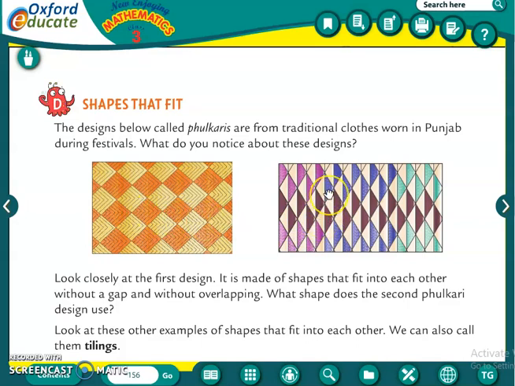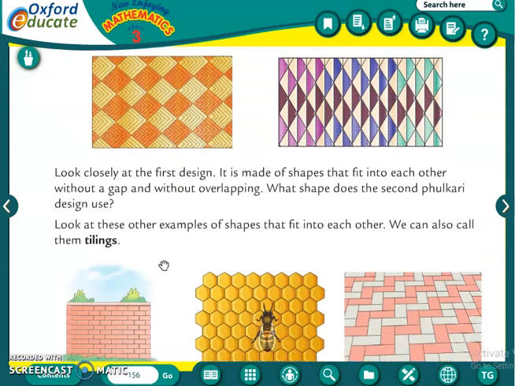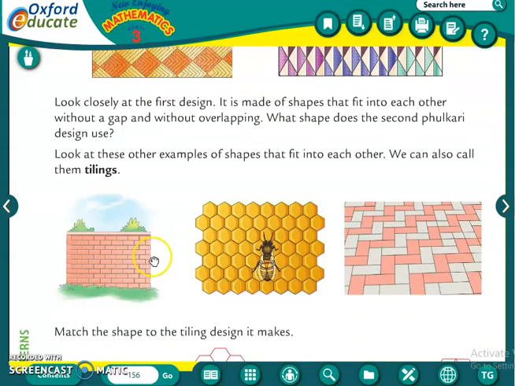Here you can see a diamond, just like a kite also, and here also, but they are not overlapping, and there is not even a gap between the two patterns. So that is called fulkaris.